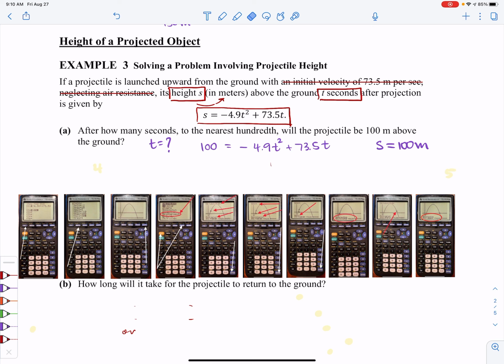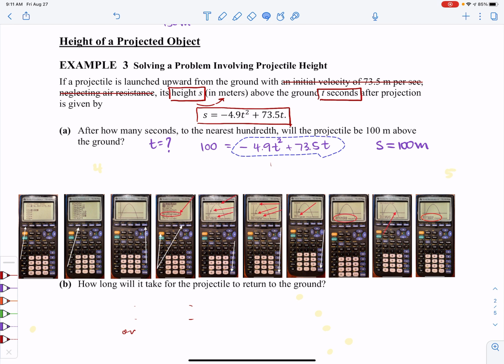Now what I'm going to do is teach you how to go through the calculator on this question. And I'm actually going to graph 2 different equations. I'm going to graph the horizontal line, y equals 100 meters. And then I'm also going to graph this side, because this is the path that the ball or the rocket or whatever it is takes. And what I want to do is see where these 2 overlap, because I want to know when the ball or the projectile will be 100 meters above the ground.